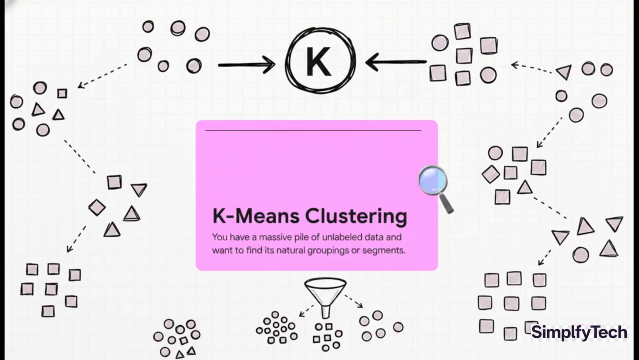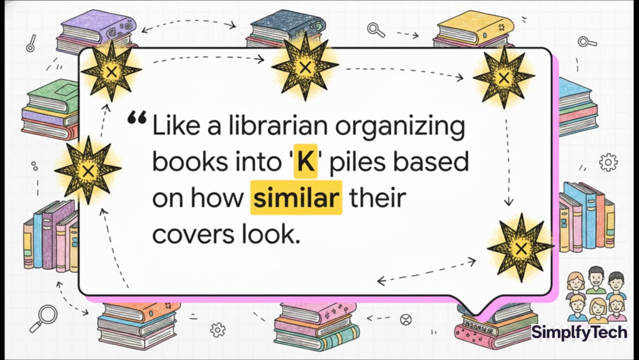And the classic tool for this kind of exploration is k-means clustering. The goal here is pretty simple. You tell the algorithm how many groups, or clusters, you think are in your data. That's the K. And it automatically sorts every single data point into those groups based on how similar they are to each other.